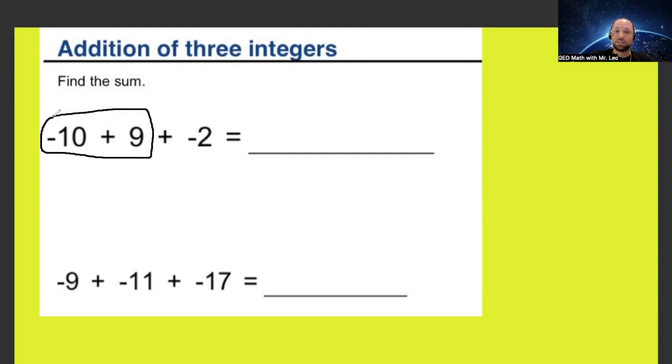Is there anything here to simplify? They each have one sign. Now, are the signs the same or different? They're different, so we're going to subtract to find the difference. 10 minus 9 is 1, and we're going to keep the sign of the larger number. That's negative 1. Now I'm going to bring down the rest.